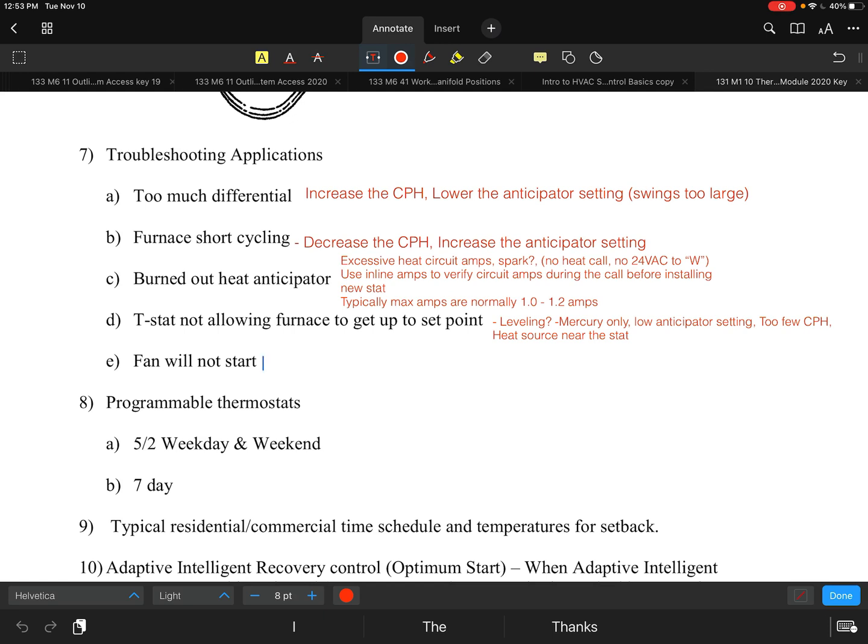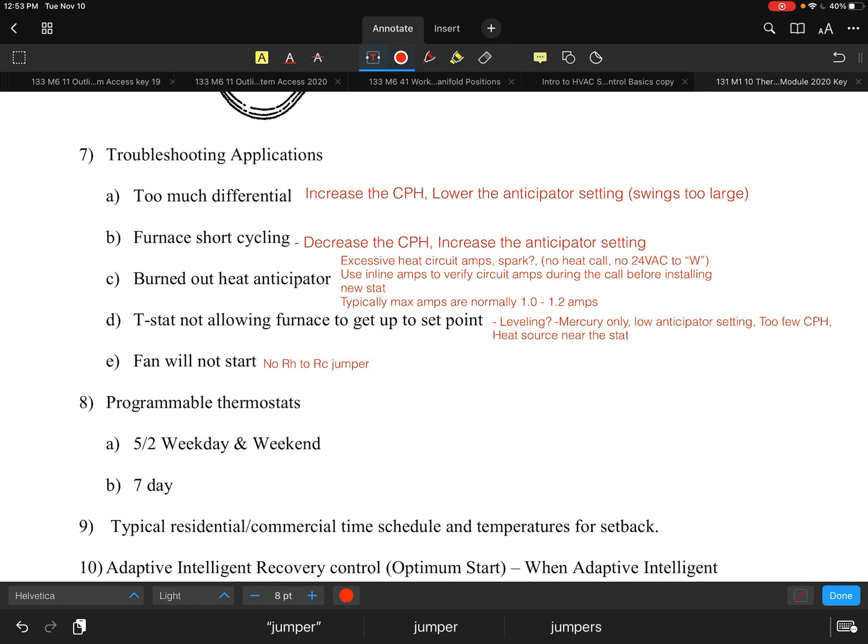All right, so let's take a look at the next one here. Fan does not want to start. What in the world would cause this? So probably the number one issue that occurs is there is no RH to RC jumper.